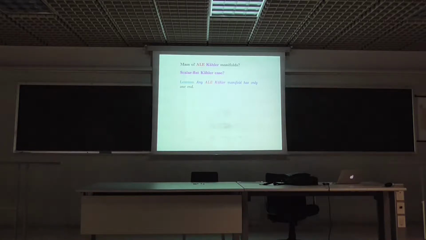So in the general ALE case, you might have many ends, and to each end you attach a mass. So when you're saying what's the mass of the space, well, it's not really a well-defined invariant of the space, it's an invariant of the end. But in the Kahler case, an ALE Kahler manifold can only have one end.